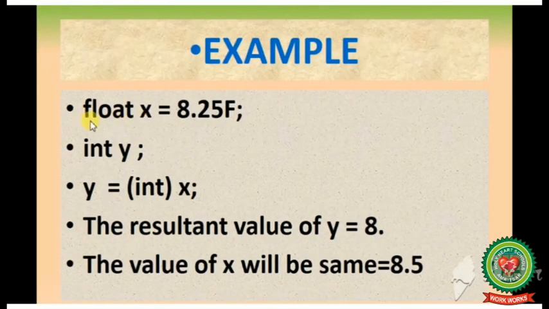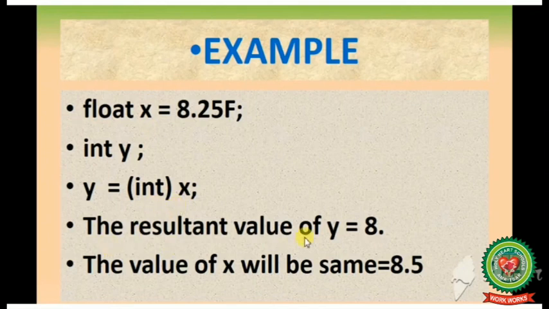See the example, float x is equal to 8.25f. So float is a data type, x is a variable and it has the value 8.25, and f recognizes the value as a float type. int y; y is of integer type. So how will we change the float type to the int type? We will write y is equal to (int) x. So this is a cast operator in which we are changing our float value to an integer value forcefully.